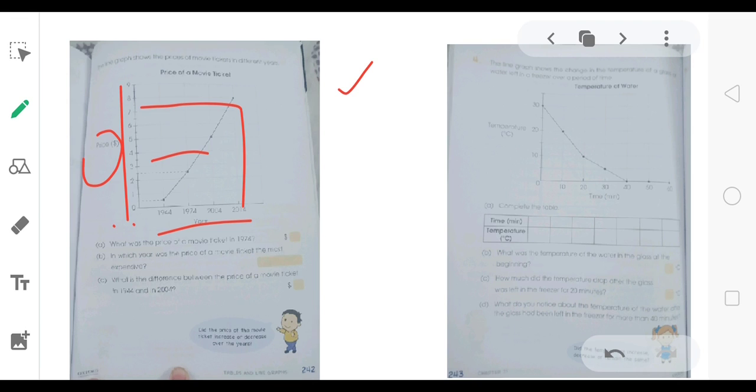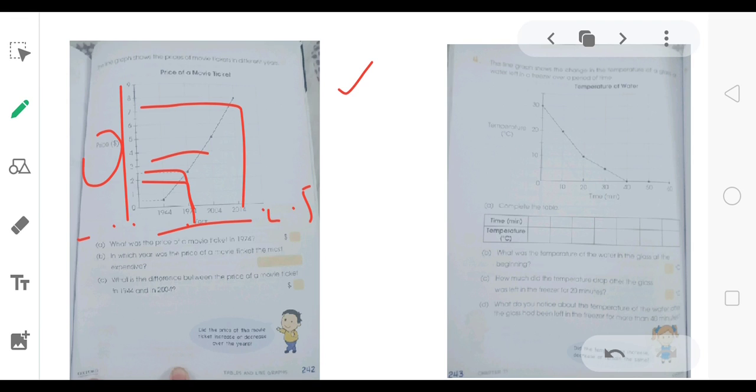You have read the line graph. Now come to the questions. What is the first question saying? What was the price of a movie ticket in 1974? You can say, okay, this one is 1974. This and this is here. This is 2.5. Is it clear?